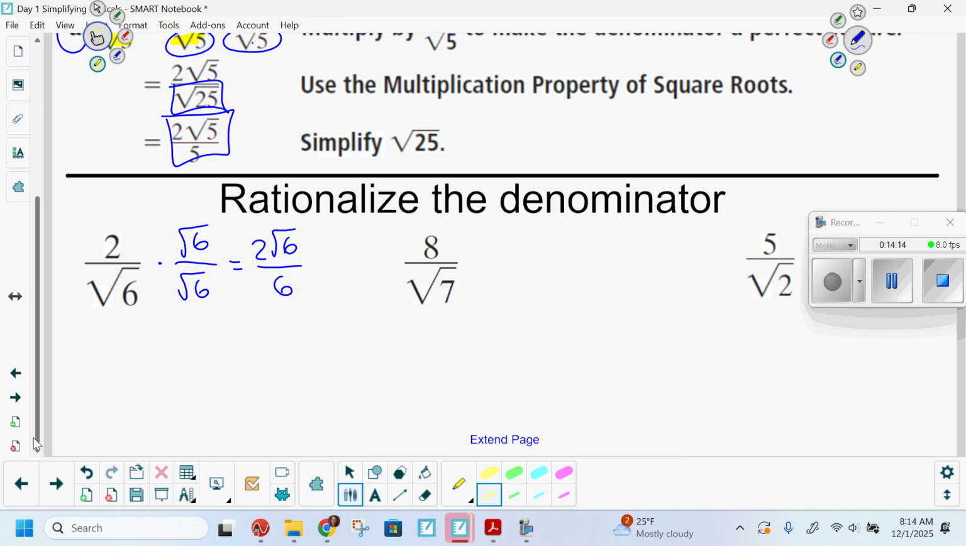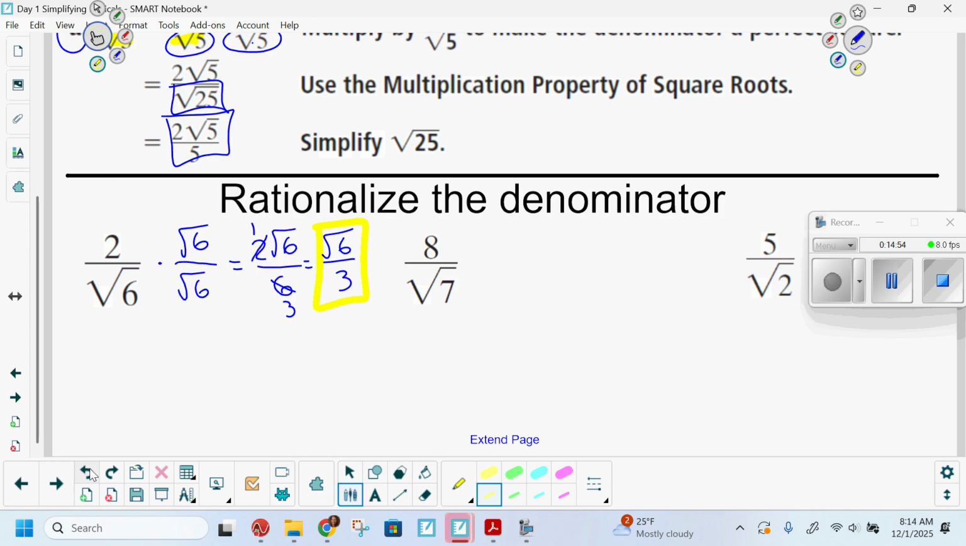Now I'm almost done. I just have to look for anything I can simplify. So I'm only allowed to divide numbers that are not in the radical by each other or numbers that are in the radical by each other. So I can divide out the 2 over 6 if there's a common factor, which there is. They both are divisible by 2. So 2 goes into 2 once, and 2 goes into 6 3 times. So my final answer is radical 6 over 3. I can't divide the radical 6 by 3 because the radical 6 is under the radical and the 3 is not. So I am done.